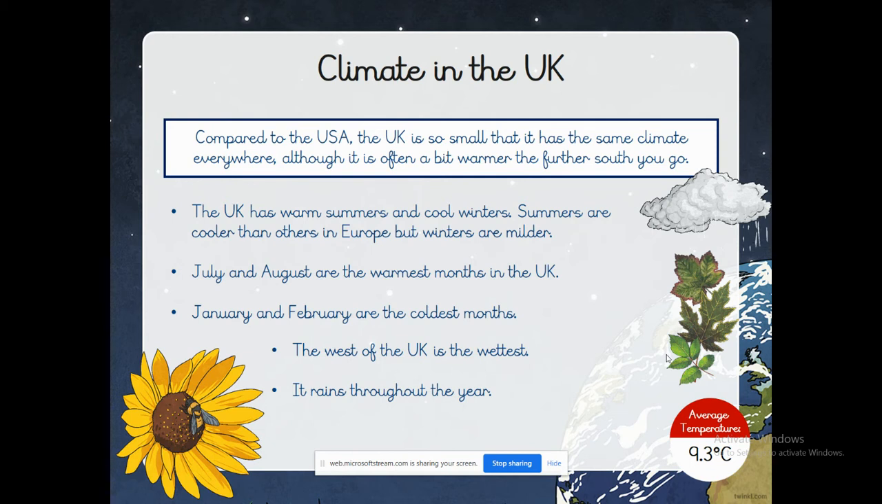Compared to the USA, the UK is so small that it has the same climate everywhere, although it is often a bit warmer the further south you go. The UK has warm summers and cool winters. Summers are cooler than others in Europe, that's because we're further north, but winters are milder. July and August are the warmest months in the year in the UK. January and February tend to be the coldest, as you can see by the weather outside.